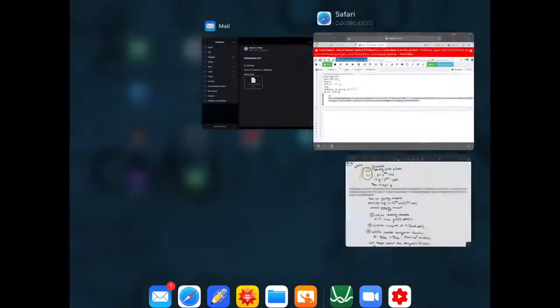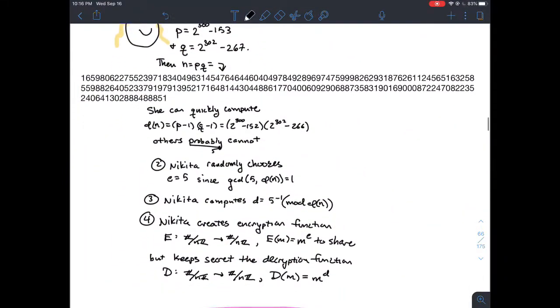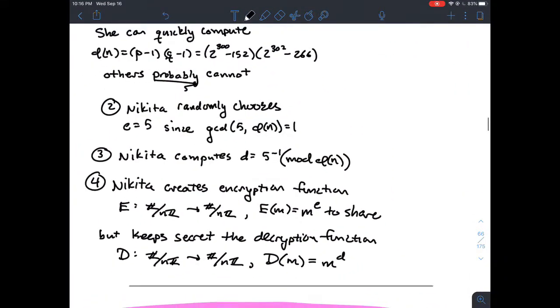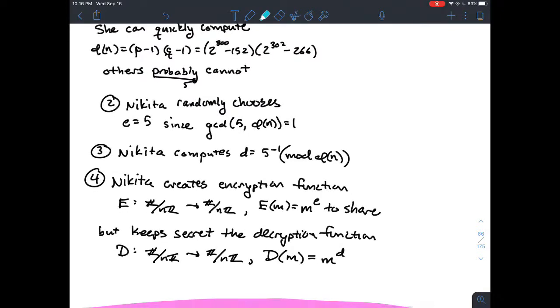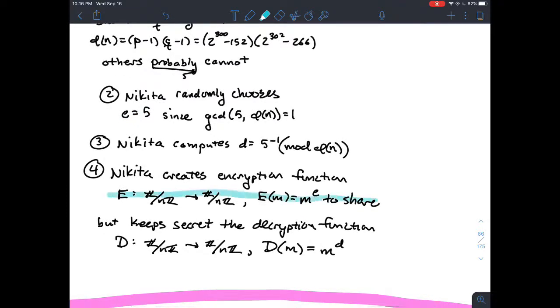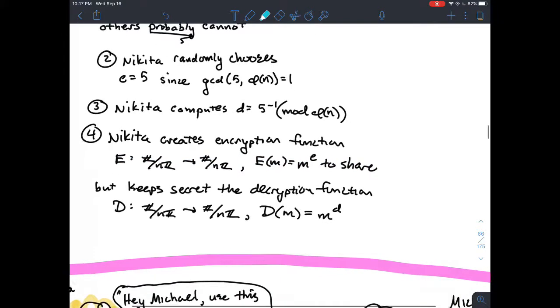Great. And so now what have we got? Nikita is going to make her encryption function, which is what we'll call E. And what does E do? E takes an input that's some string of numbers, say, and it just raises that to the eth power, so to the 5th power, and it reduces it mod n, since everything's happening in this group Z mod nZ. And she's going to share that. So she's going to share this encryption function with somebody. In other words, she's going to tell you how to encrypt the message to send back to her. That's the game here. And everybody can see what the encryption function actually is.